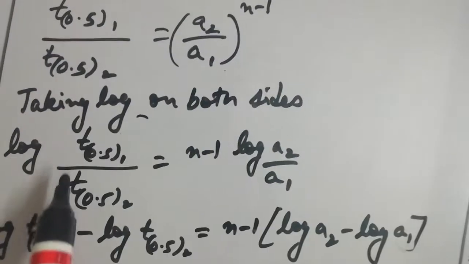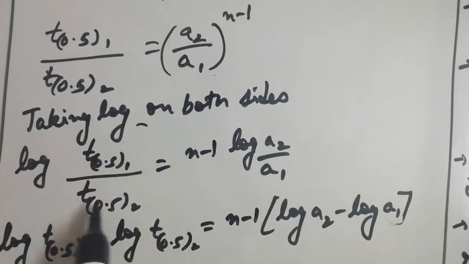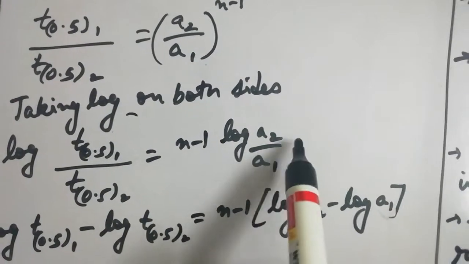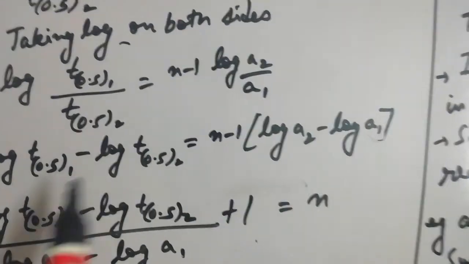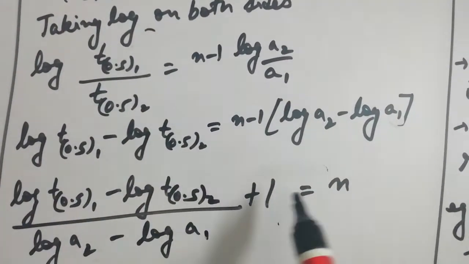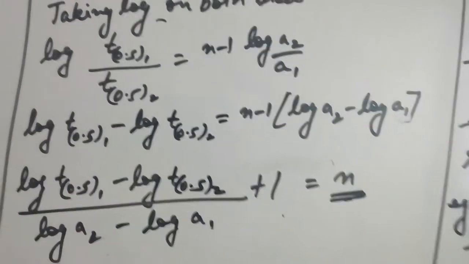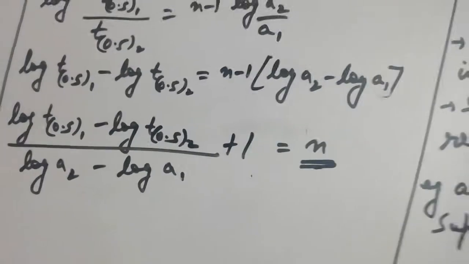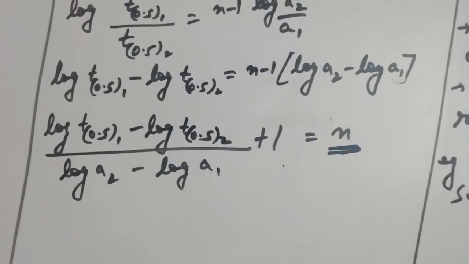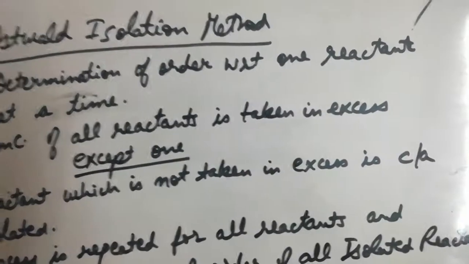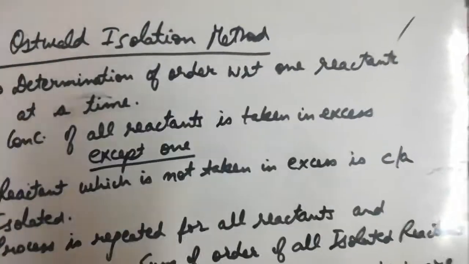Taking log on both sides, log of T half of 1 over T half of 2 is equal to n minus 1 log A2 over A1. So solving this equation, we will get the order of the reaction, that is n is equal to 1 plus log T half of 1 minus log T half of 2 divided by log A2 minus log A1. Fourth method to determine the order of the reaction is Ostwald isolation method.